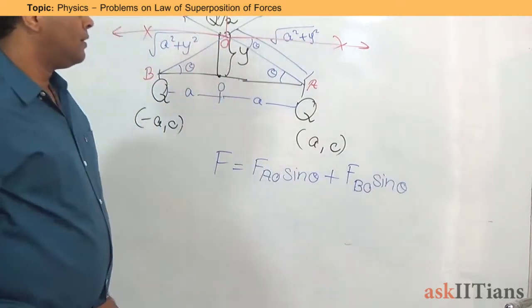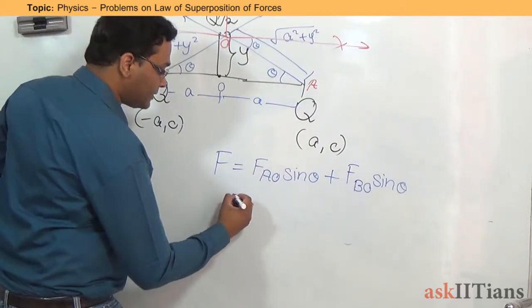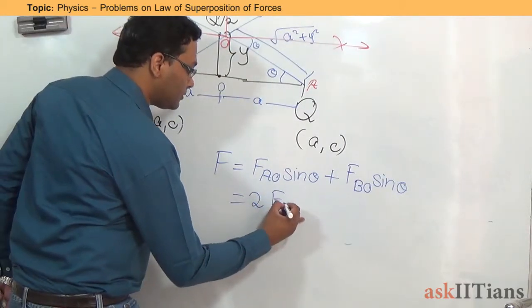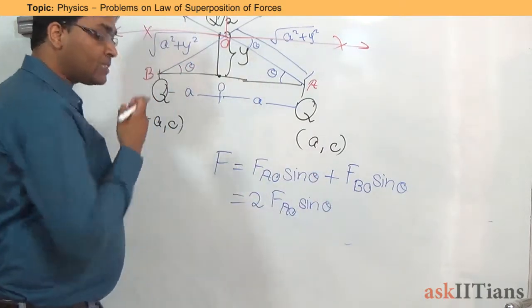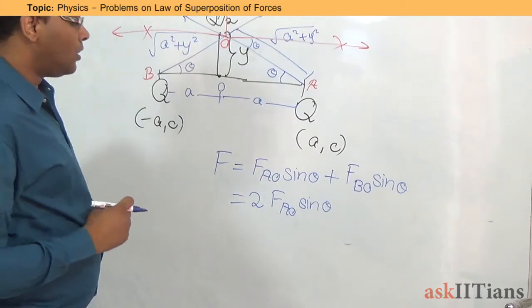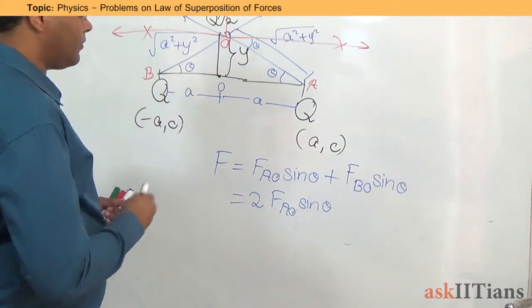Since the magnitudes are exactly the same, we don't have to worry about that. We can simply say that it equals twice of either F_AO or F_BO, it doesn't matter. So this is what we have. Clear? Now what is the value of F_AO? Let's figure out the value of F_AO.